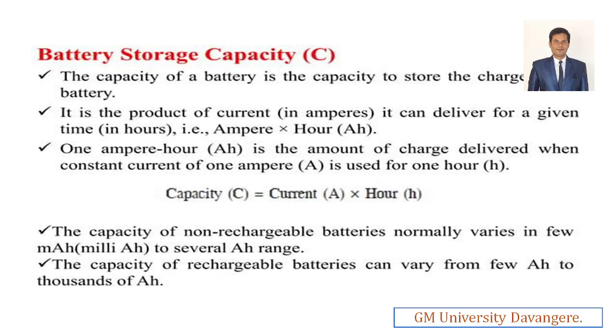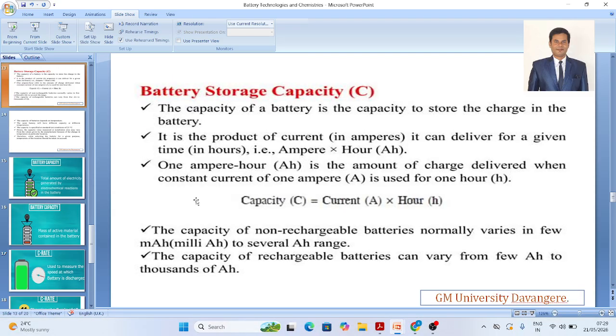Right. So let us see the storage capacity. Battery storage capacity is the capacity to store charge in the batteries. It is a product of current in amperes.